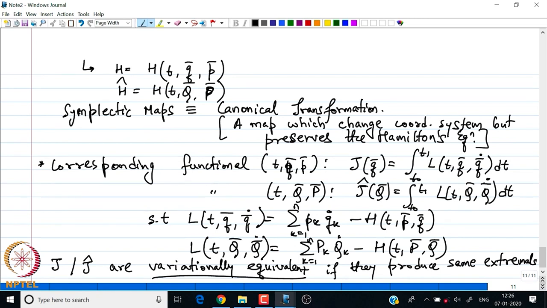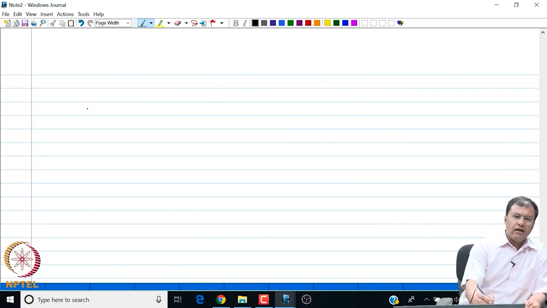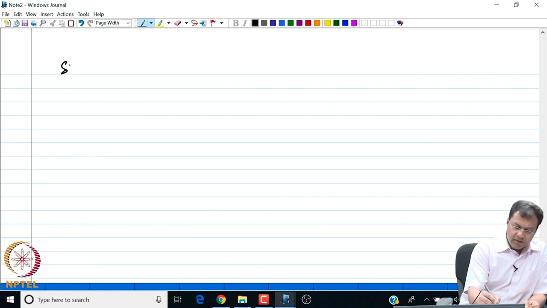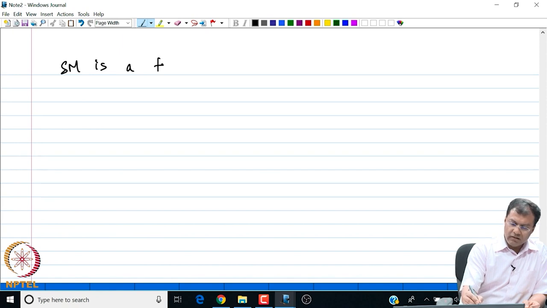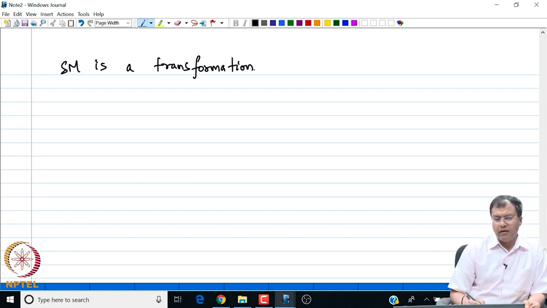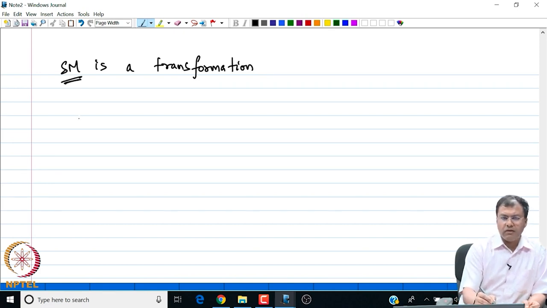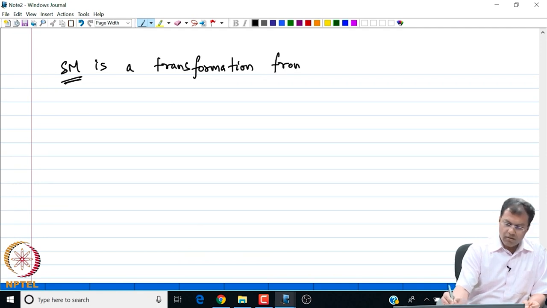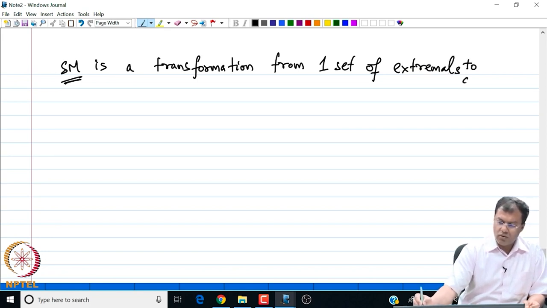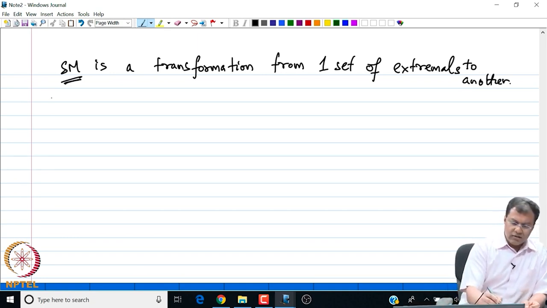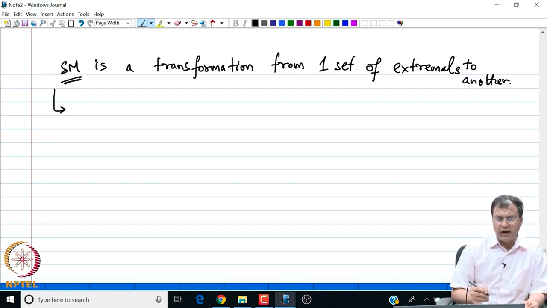the symplectic map is the map which changes the functional J to functional J hat, that is via changing the coordinate system, right? So the symplectic maps are quite important in our investigation of finding the Hamiltonian system. Why? Because a symplectic map is a transformation from one set of extremals to another. So in our description of our Hamiltonian system, finding symplectic maps is critical. Now, having seen the importance, the question is, how are we going to find the symplectic maps?